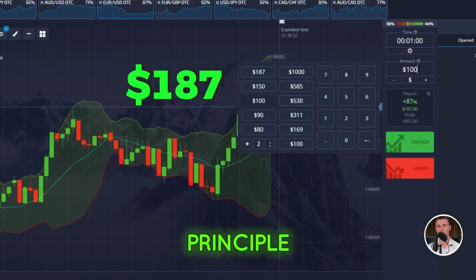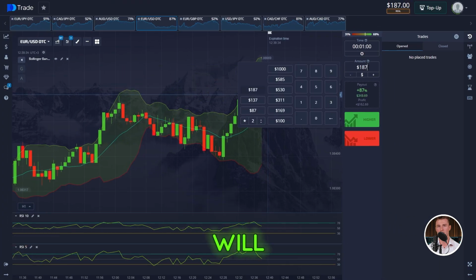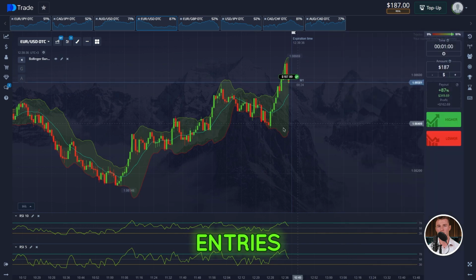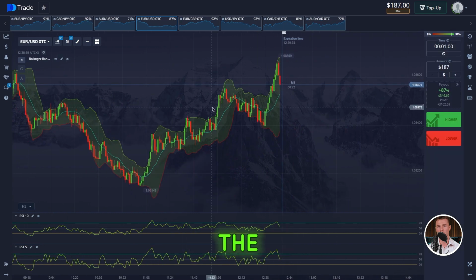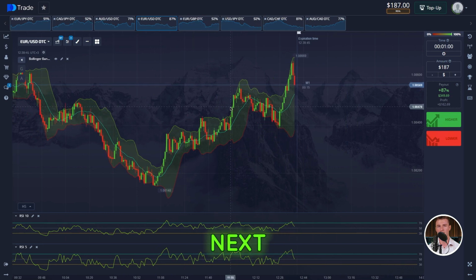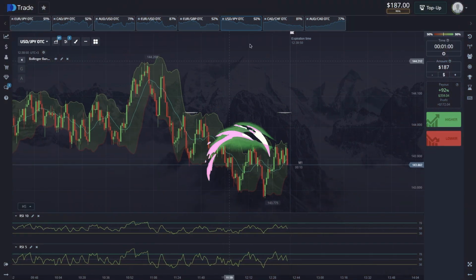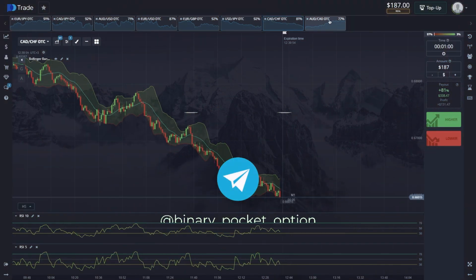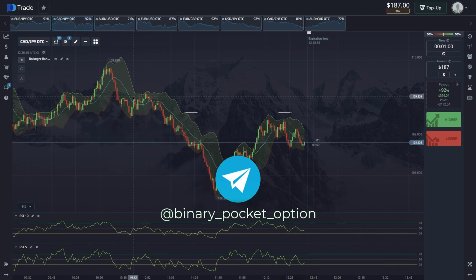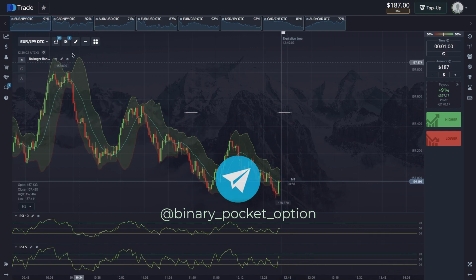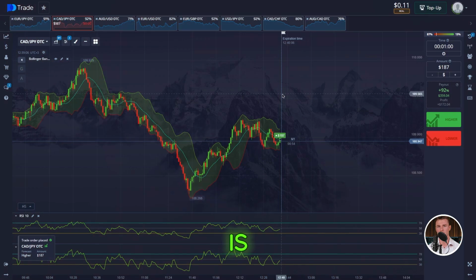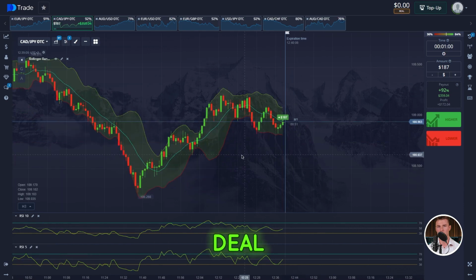The trading principle will be as follows. I will consider several trade entries. Let's proceed to the next analysis of the currency pair and probably open a deal. To increase, select the next currency pair. This is where I would also open a deal to increase.